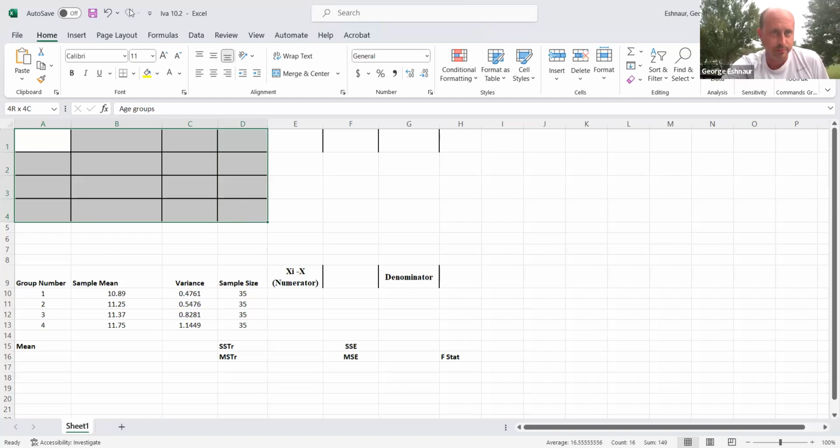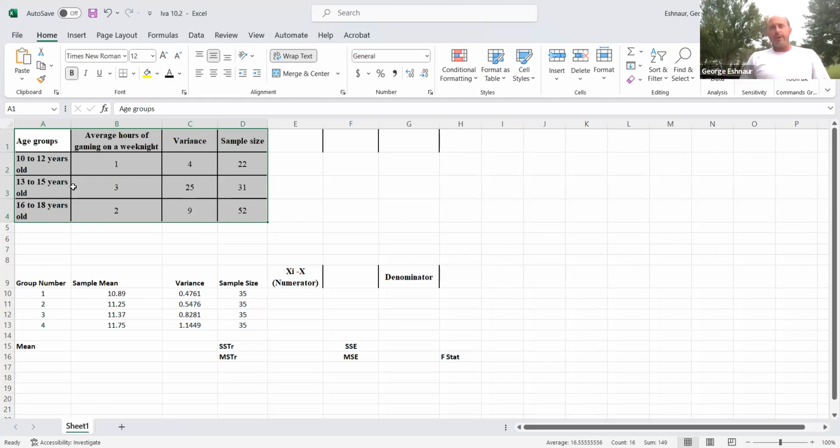Okay, this is question number 2. So we're provided with the average hours of gaming on a weeknight between these age groups, okay? And we're provided with the variance, so they did all the legwork between observations, minus the mean, squared, all of that. And then we have our sample sizes, okay? Now, I'm not going to walk through that one, but I'm going to walk through the one below that's very similar to it.